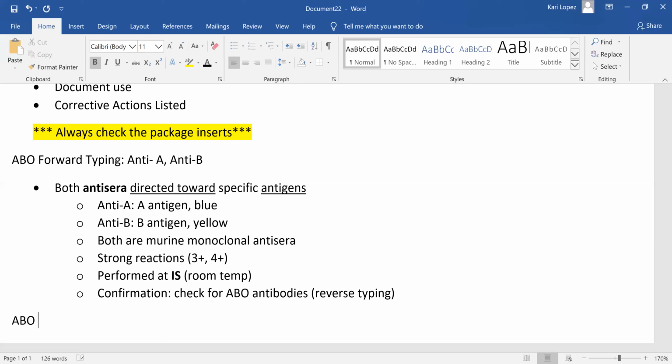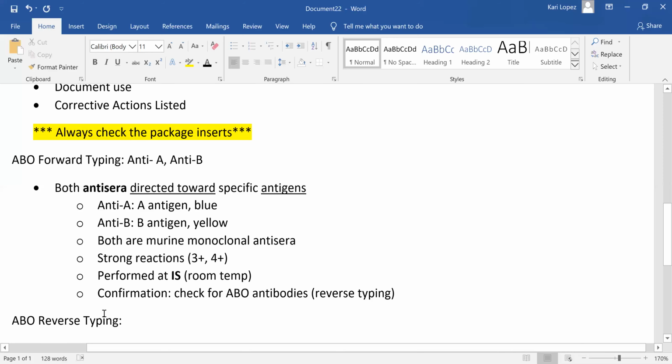Now ABO reverse typing, and some books call them frequency, so it's the same thing, just whatever term your book is using. So your ABO reverse typing, what reagents are you going to use there? Well, it's going to be the opposite of your forward typing, and if you know that you are checking for ABO antibodies, then that's your unknown antibody, so you need the opposite, which is going to be a known antigen. And your known antigen is going to be reagent RBCs.